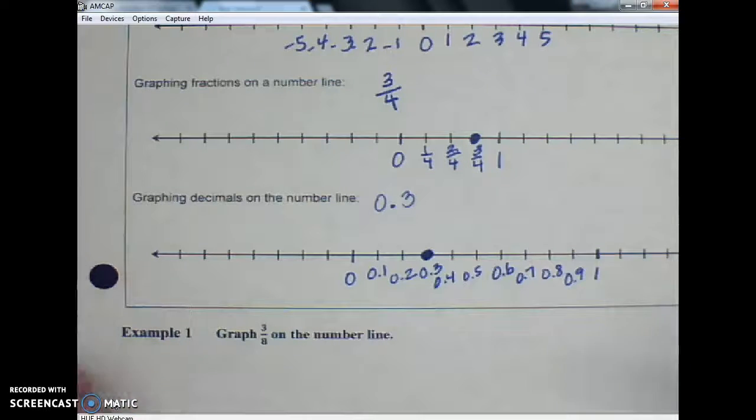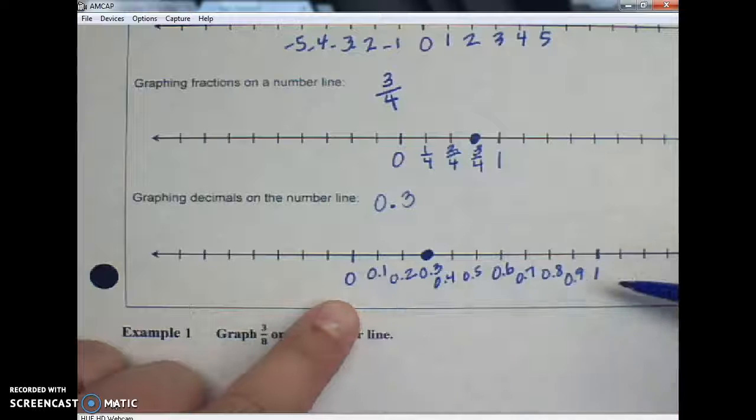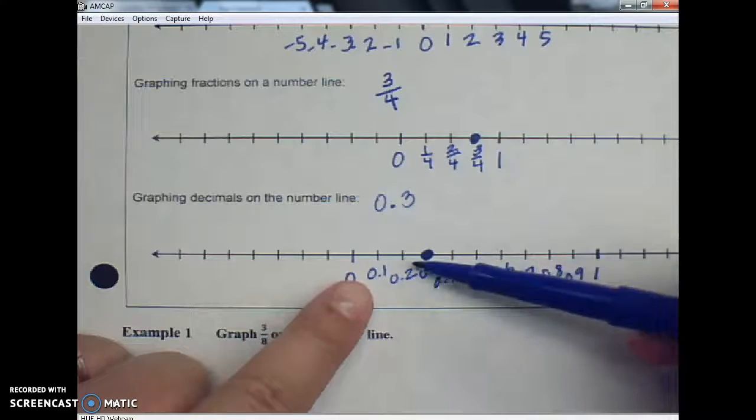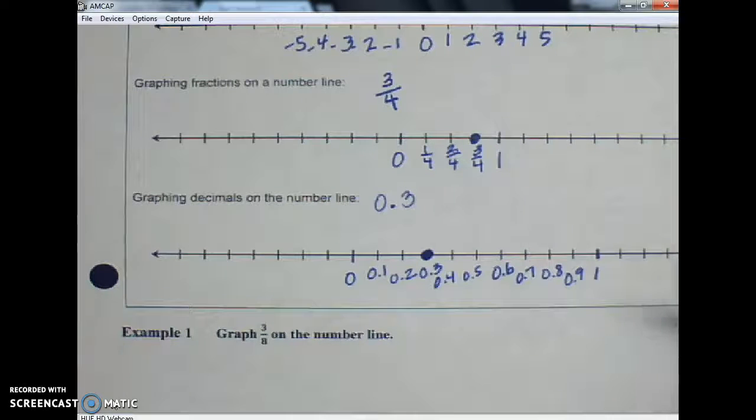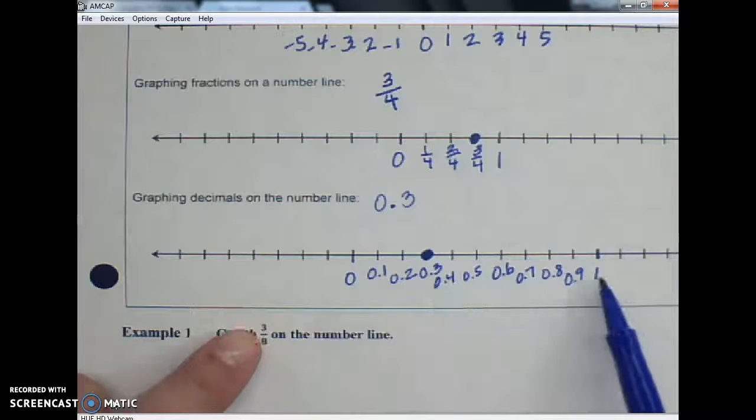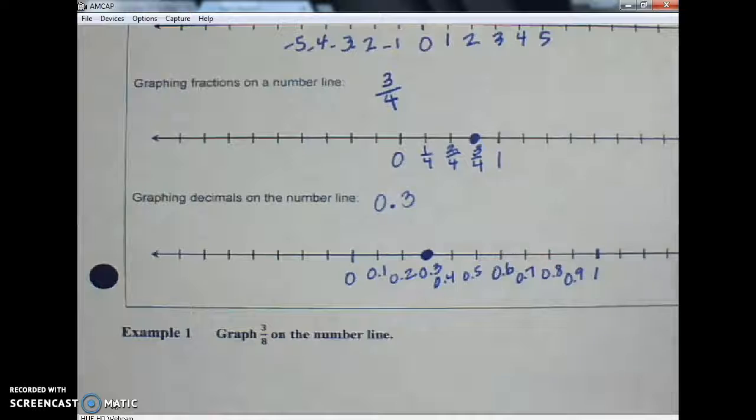Now, as we move into the examples, I'm not going to be having you number these every time. You can just number the wholes and then the number that you're graphing. You don't have to number these. But for the notes' sake, I want you to have these graphs in case you need to look back.